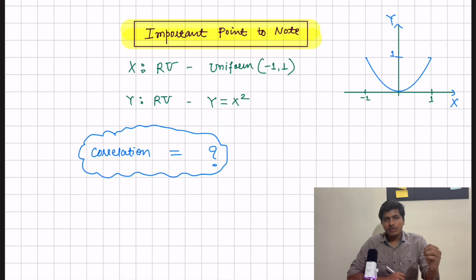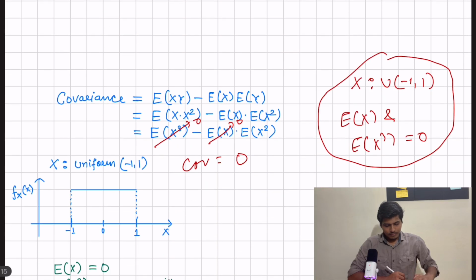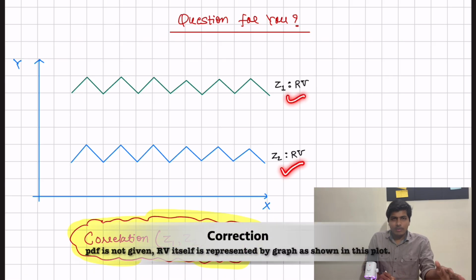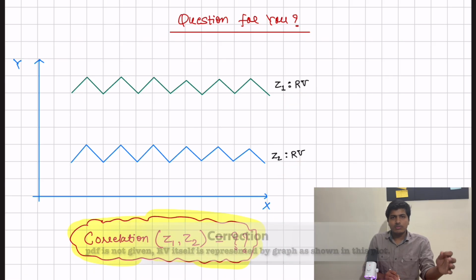Before ending this video, let me ask you a question. Let's say y and x are two variables. There are z1 and z2, derived random variables from this x random variable, and the PDFs of z1 and z2 are given. What will be the correlation between z1 and z2?